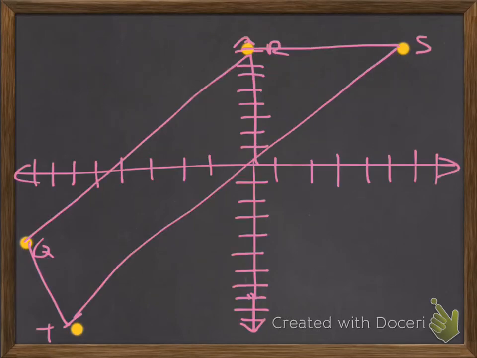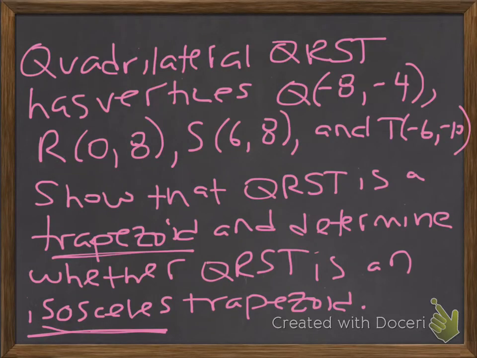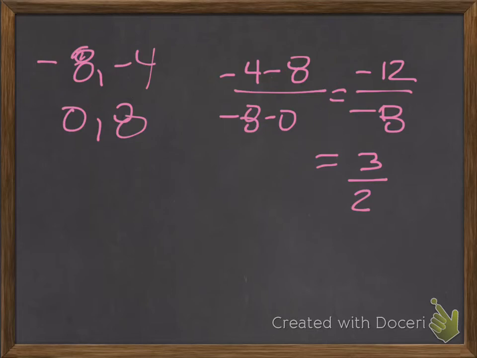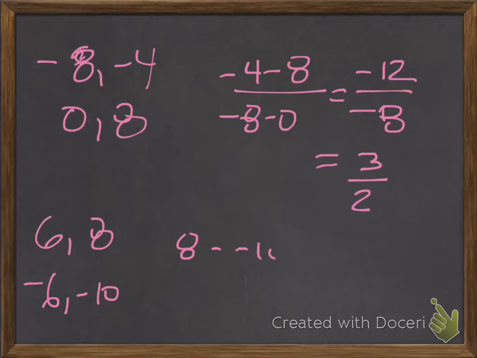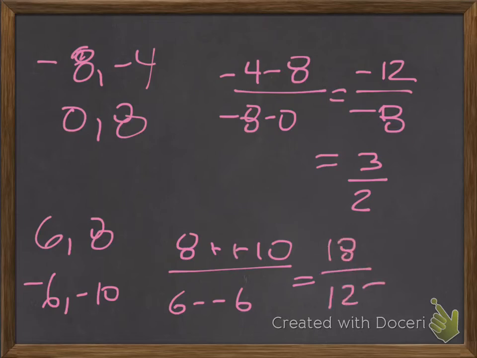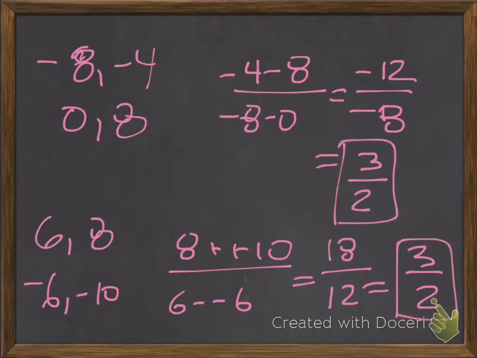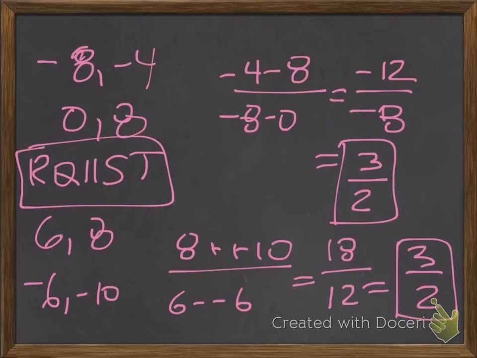And then we'll do the slope of TS, which is 6, 8, and negative 6, negative 10. So 8 minus negative 10 and 6 minus negative 6. That gives us 18 over 12, which we can simplify to be also 3 over 2. So we know that it's a trapezoid because it does have one pair of parallel sides. So RQ is parallel to ST. Now we need to determine whether it's isosceles or not.